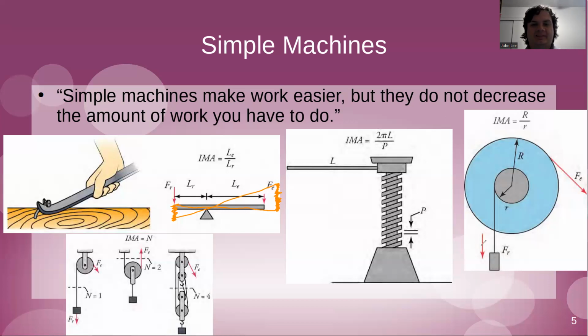The same thing is true with this screw in the middle of the page, and that's also similar to what's done with a pulley, where by adding extra pulleys, you can decrease the amount of force that it takes to lift something up by the number of loops that you make, the number of extra loops that you make.